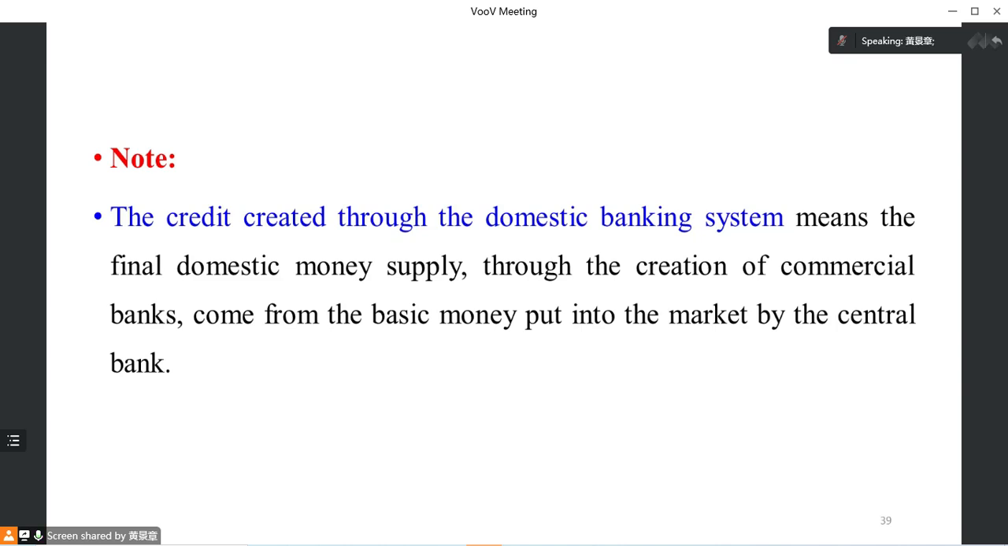In other words, we can say when the central bank puts some basic money into the market, commercial banks can use this money to create much larger amounts of money in the market. This means credit creation, or credit created.